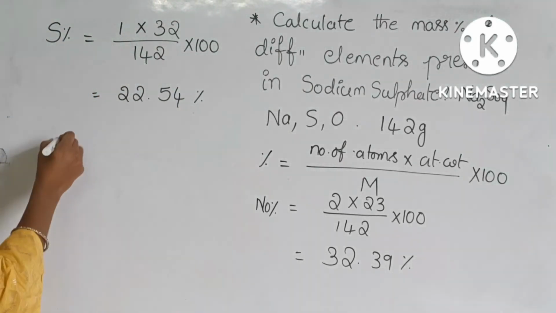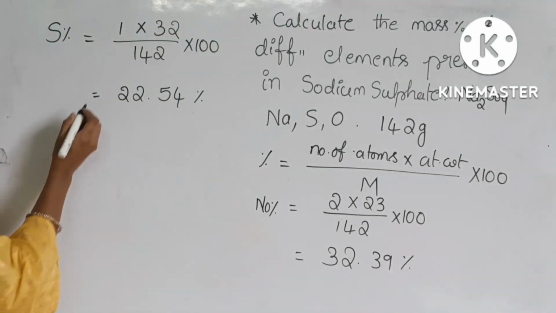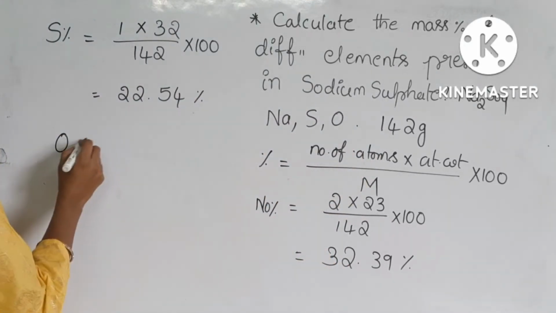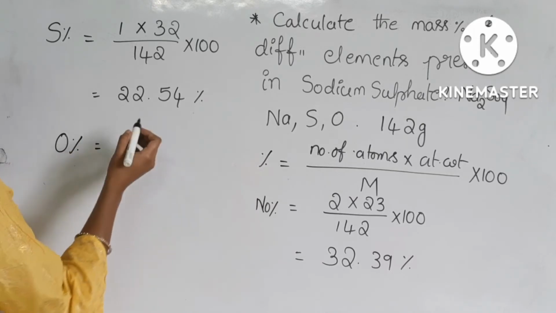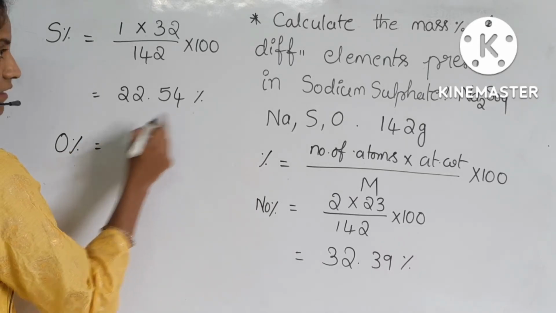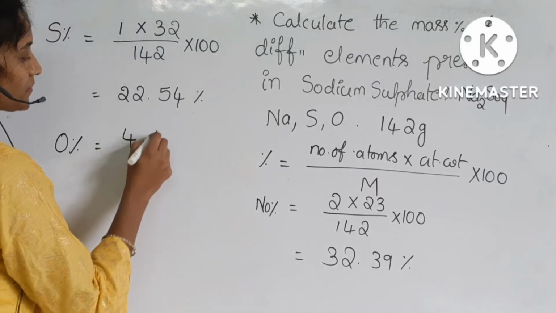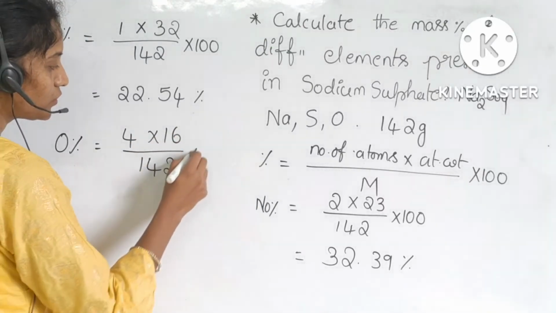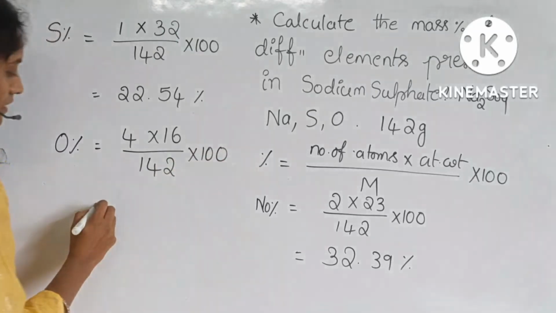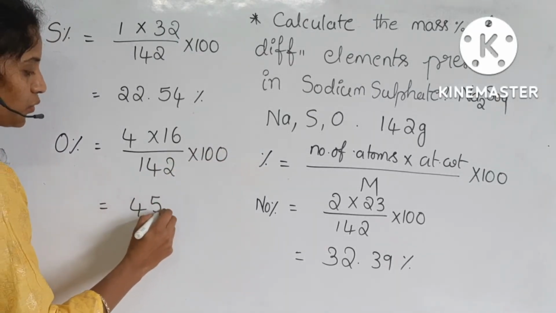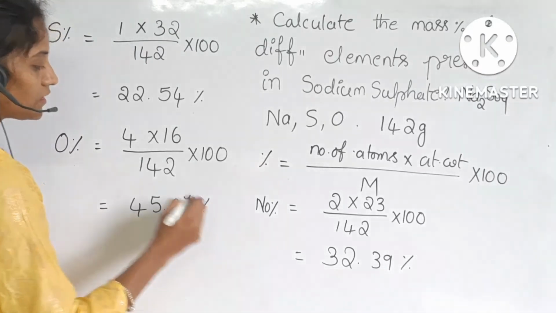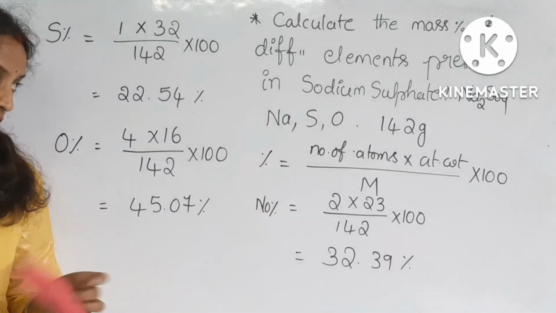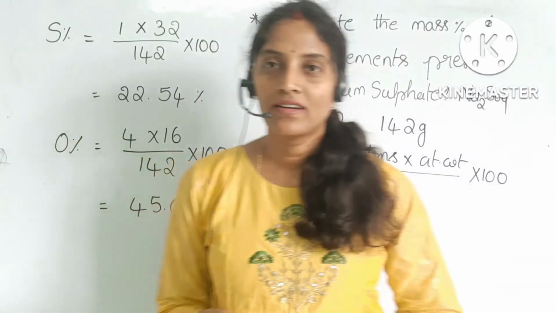Then coming to oxygen's mass percentage, here oxygen is in 4 atoms, its atomic mass is 16 upon 142 into 100. Then you will get 45.07% of oxygen is present in the given compound. That given compound is the sodium sulfate.